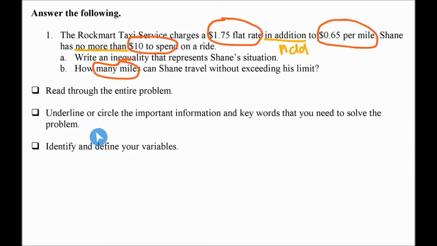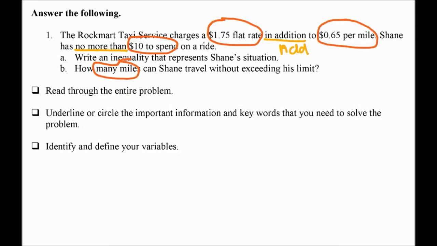Now we need to identify and define our variables. Okay, so in this case, this $1.75, that's going to be a constant. This 0.65, that's also going to be a constant, probably a constant factor here. The "in addition," that's an operation, not a variable. "No more than," that's also telling me what symbol I need to use. $10, another constant here. But then we say, how many miles can Shane travel without exceeding his limit? So this is something that we don't know. This is something that we want to know.